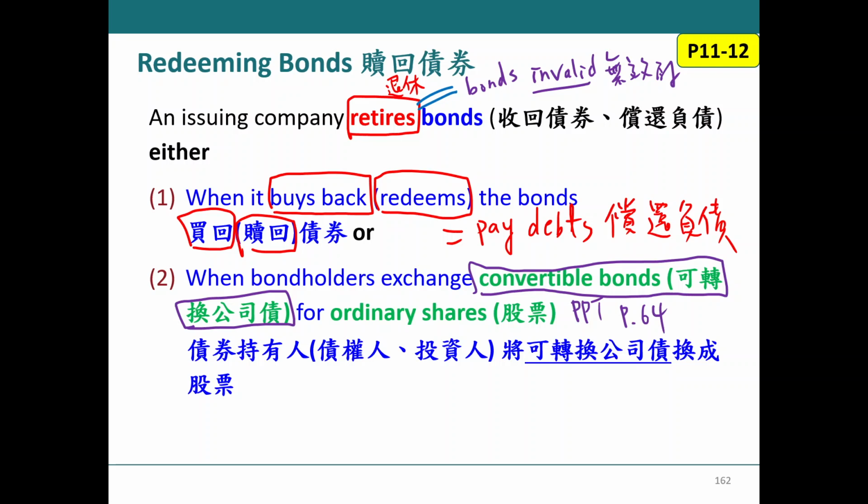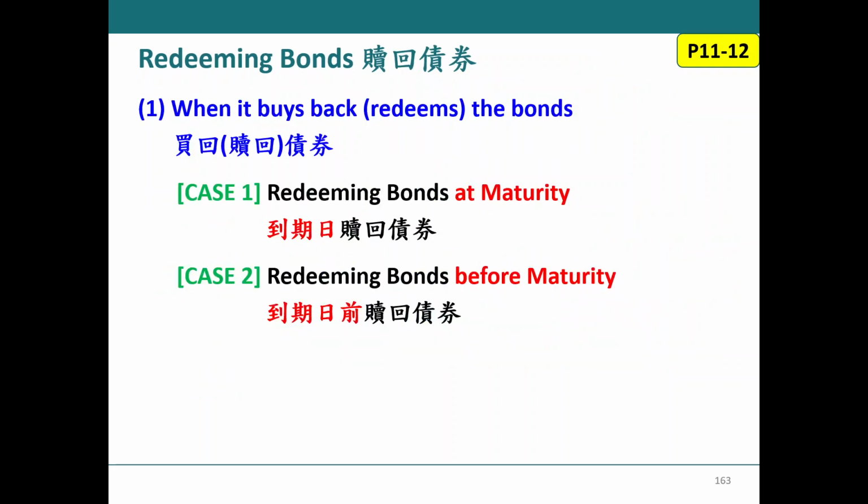But don't worry, for our course, we will just tell you the first one, the simple case. The second one is more complicated; if you take intermediate accounting, 中会, then you will find out the second one, okay? So today, we will just discuss the first one. So the first one is, when we buy back the bond, redeem the bond, pay the debt. Any questions? So for the first one, buy back the bond, actually on your slide 163, when you decide to buy back the bond, pay the money back, when?